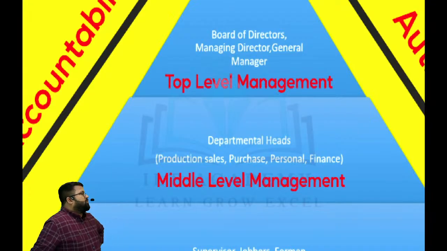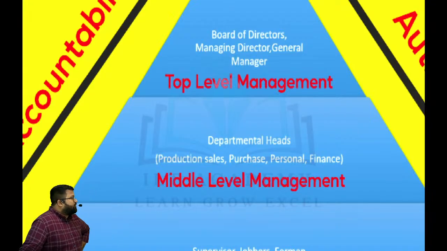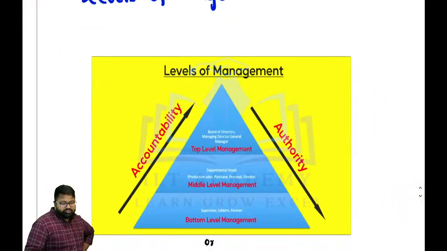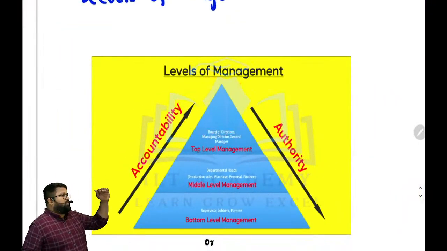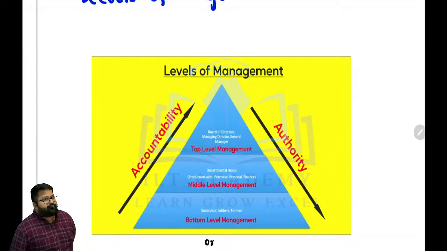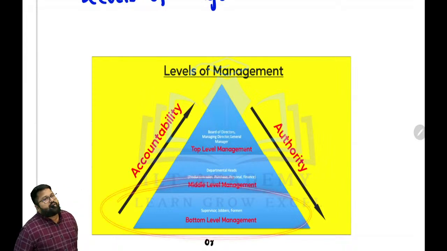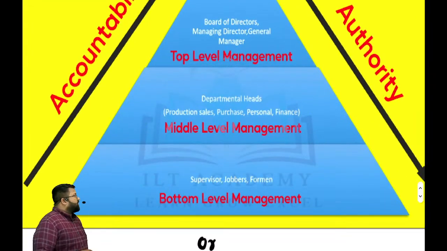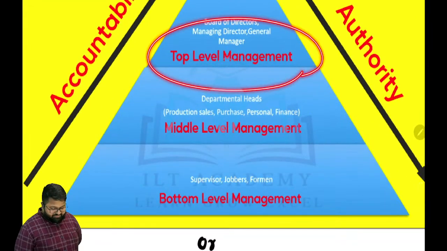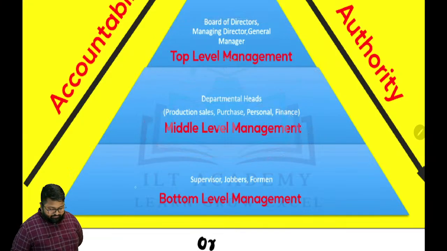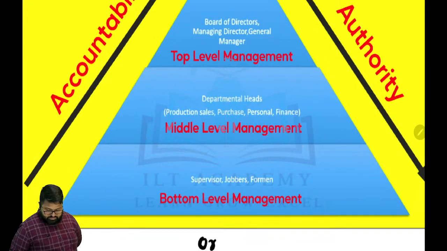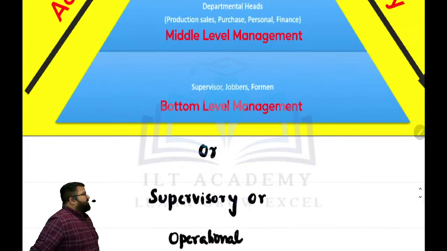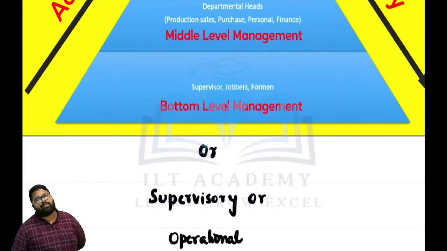Draw a triangle, then you can get better clarity. Normally a triangle has less space at the top. Only a few people are in the top management. But in the case of the operational level, there are n number of managers depending upon the departments. Write the 3 levels, ma. Top level management, middle level management, and the last one is bottom level management or supervisory or operational.